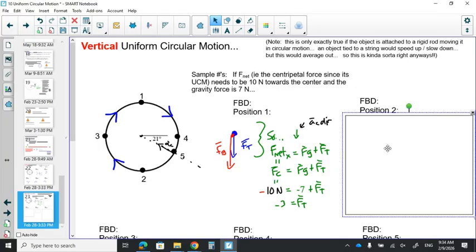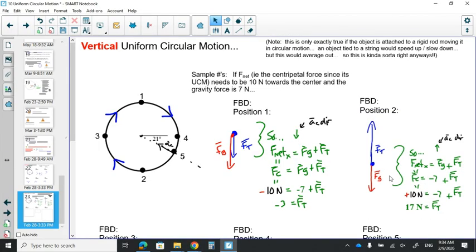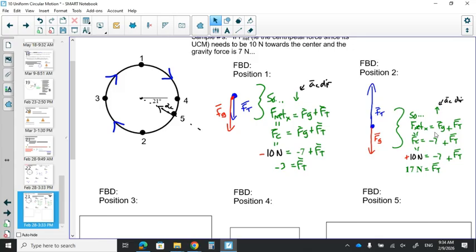So at position 2, you've got the calculations here and the resulting net force and so on. You'd have your net force is your centripetal force, of course. So it's plus 10 in this case because it's up.